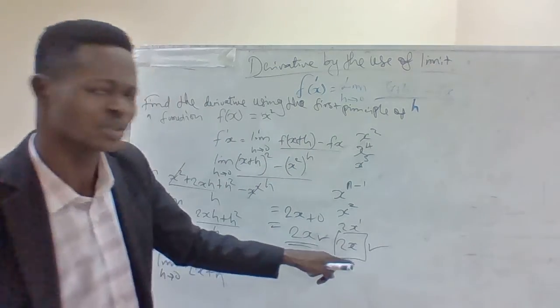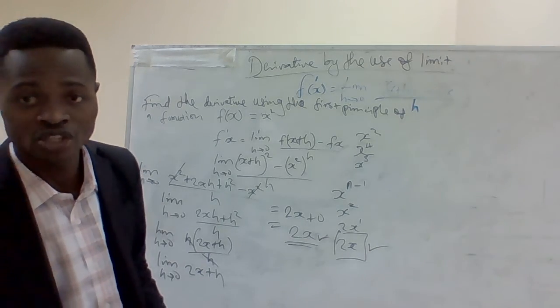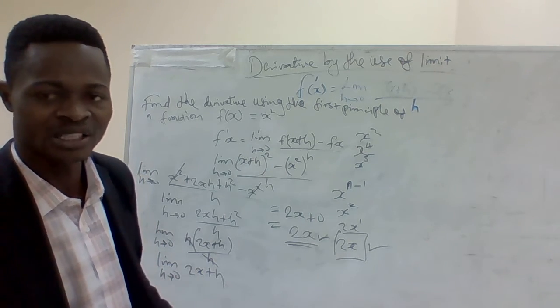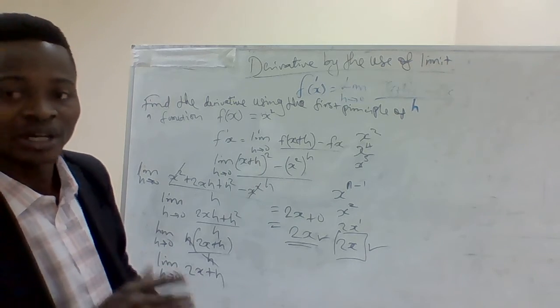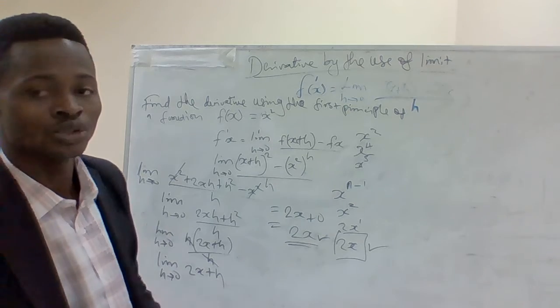So you can actually use this method. It is easier, but it depends on the instructions and what you are asked to do. If you are asked to find the derivative using the first principle, this is the first principle. If you are asked to find the derivative by direct computation, then you use that method.